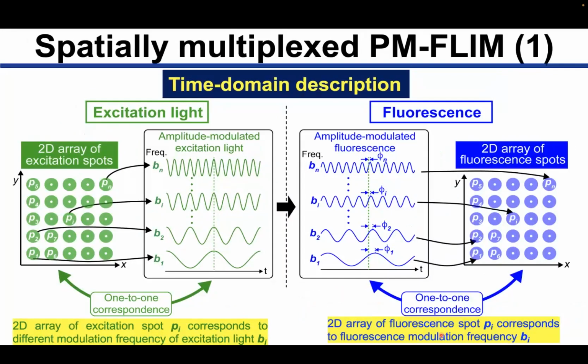So this PM FLIM can be spatially multiplexed by using a 2D array of excitation spots having different modulation frequencies. The resulting image acquisition time will be largely reduced. To this end, it is key that the 2D array of excitation spots, Pi, correspond to the different modulation frequency of excitation light, Fi, to have a one-to-one correspondence between them.